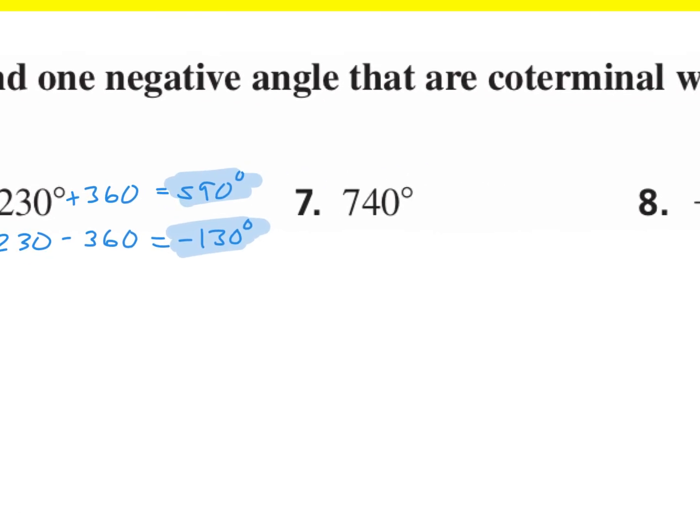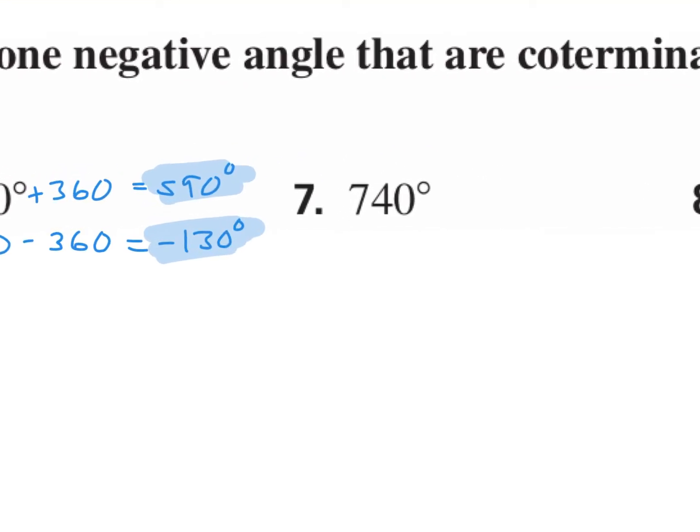Let's look at number 7. How can we find a positive coterminal angle? We can add 360. So it's 740 plus 360.